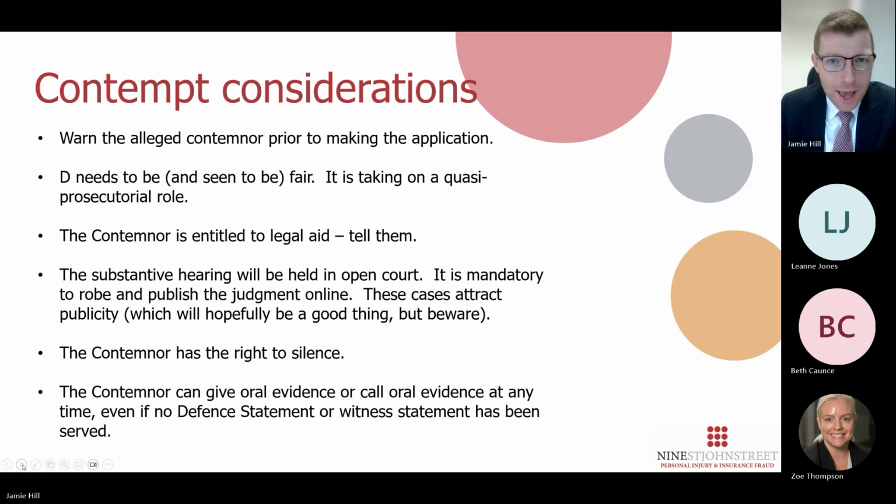So anything that makes it look like you're trying to slip something past the judge or take a shortcut is going to just backfire spectacularly. So bear that in mind. Also bear in mind, because of this quasi-criminal nature, the alleged contemner is entitled to legal representation and is entitled to have that legal representation funded via legal aid.